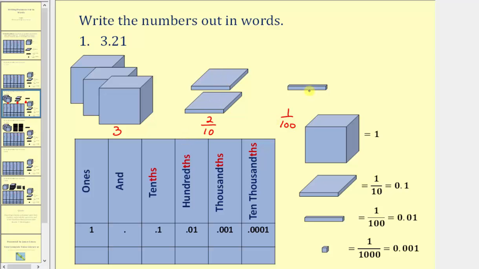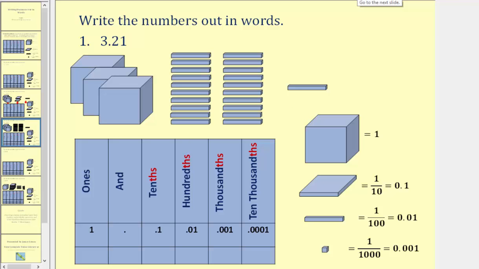Looking at the flats and the long, we're going to perform an exchange. We're going to exchange 10 longs for each flat so that we have everything in hundredths. When we do this, notice how each of these was a flat, now it's 10 longs. So now we have 3, here we have 20 hundredths, and we still have 1/100th here. This is how we write this out in words. We say 3 and 21 hundredths.